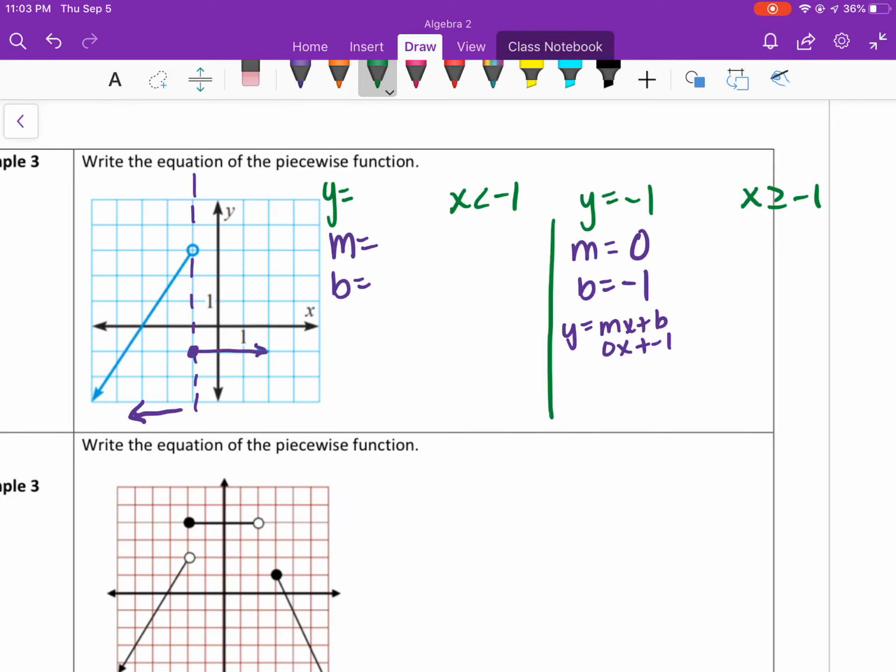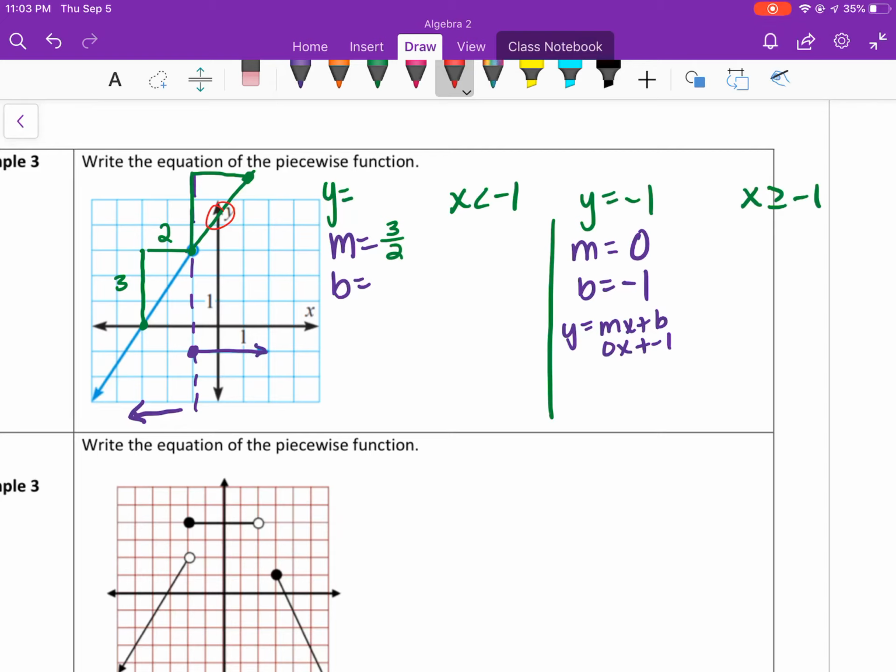Okay, how about the other line? Let's look for the slope first. I'm going to identify 2 points on the line and then find the rise. So we got +3 over +2. So I got a slope of 3 over 2. Let's continue the graph and see up 3 over 2. I do not know what this point is.